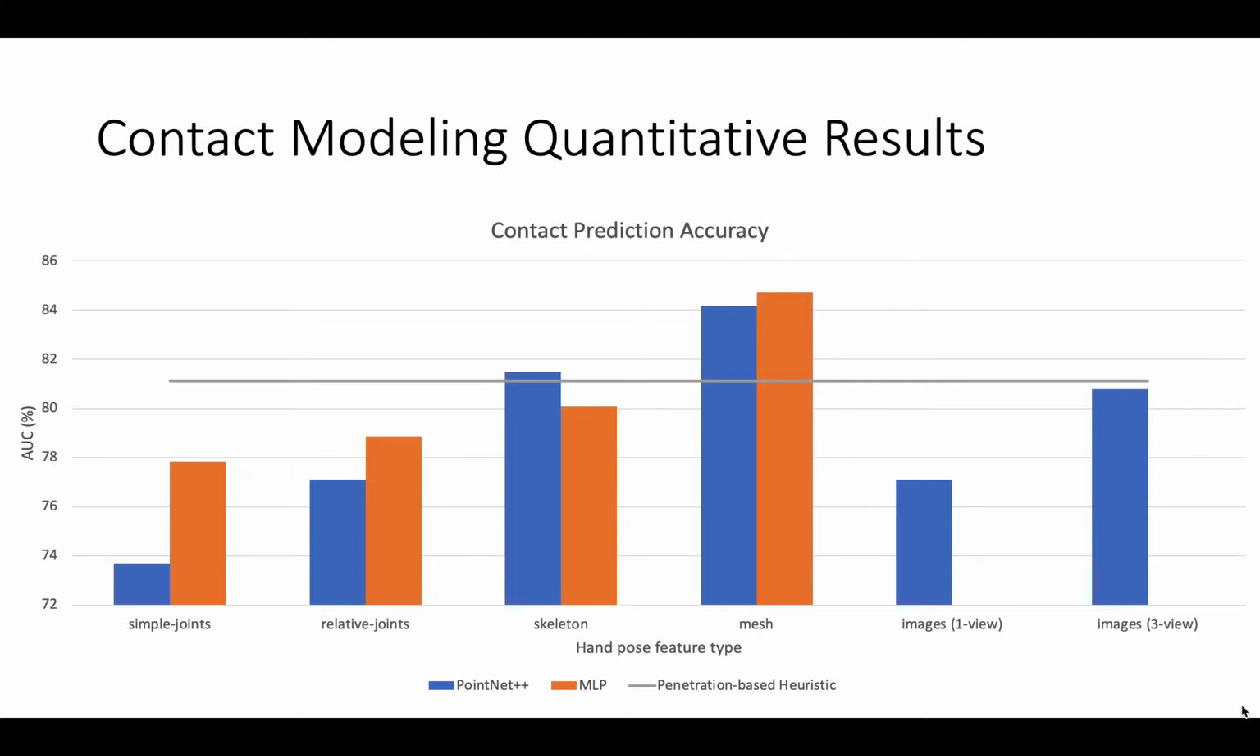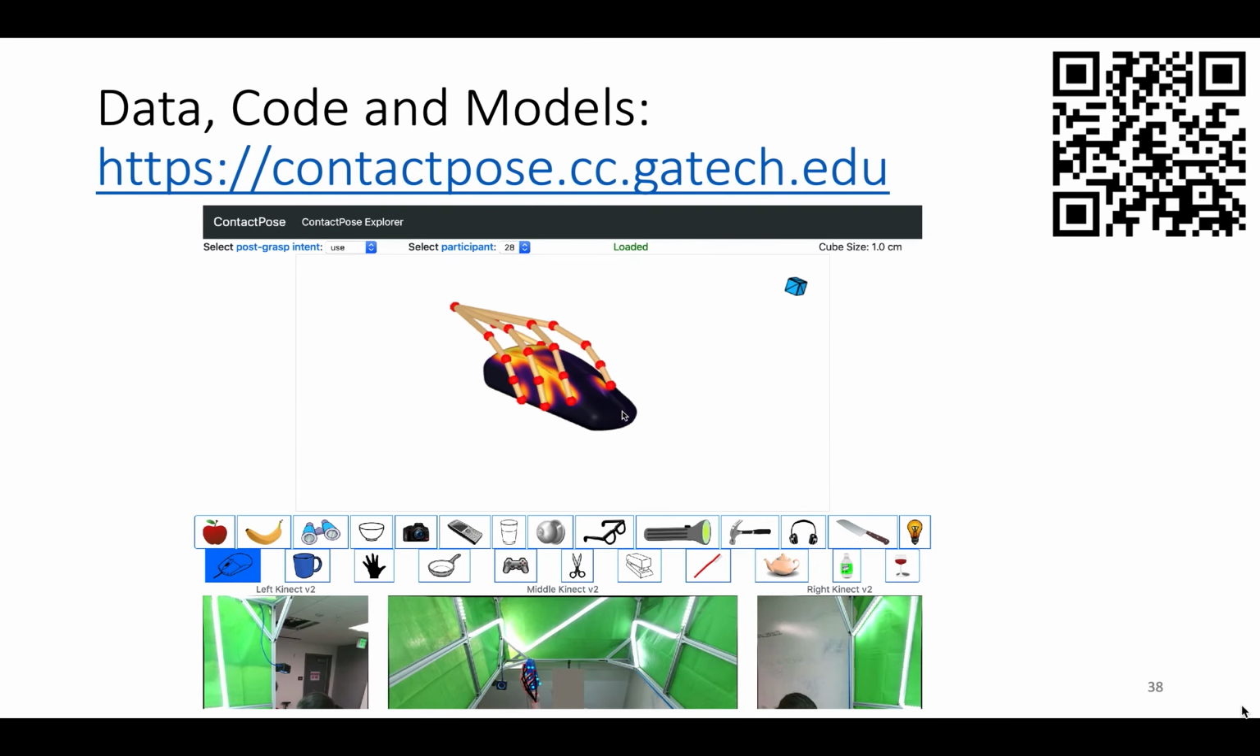Quantitatively, we see that machine learning enables algorithms using object point cloud and sparse hand features to outperform the heuristic that uses full object and hand meshes. You can explore and download the dataset, code, and models at this website.